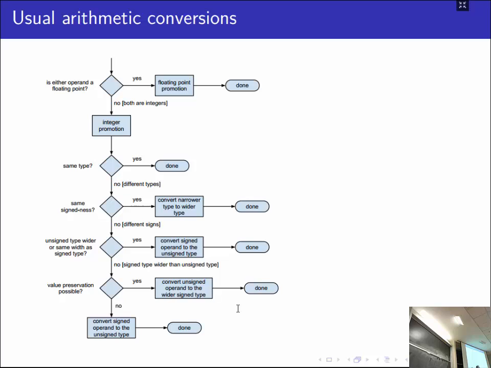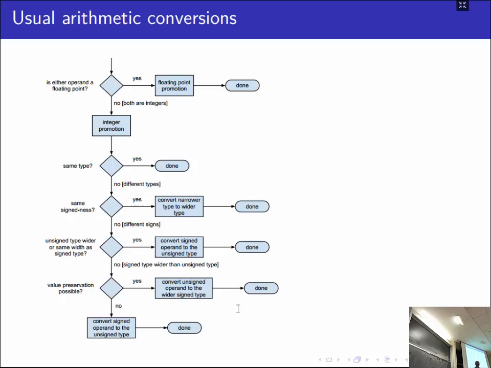Well, we have to make some choice here because we are going to lose the negative values represented by the signed number. So what we do is convert the signed number, the one that has this range, into the unsigned wider number. And then we just cast and hope for the best. It's not value preserving in all circumstances. And if it is the case that the unsigned type is narrower than the signed type, then there is still a possibility, a special case here.